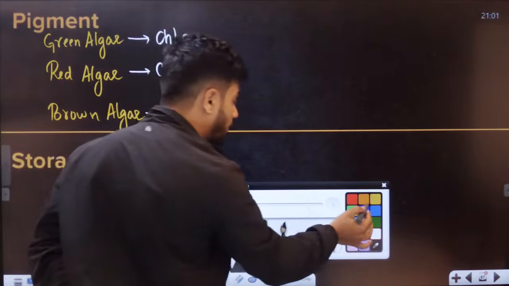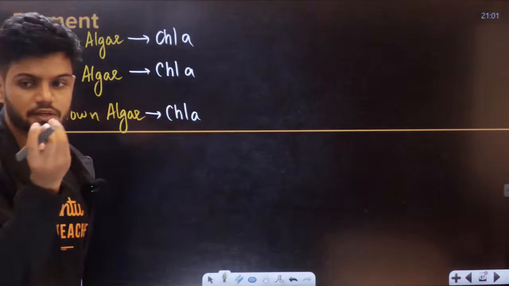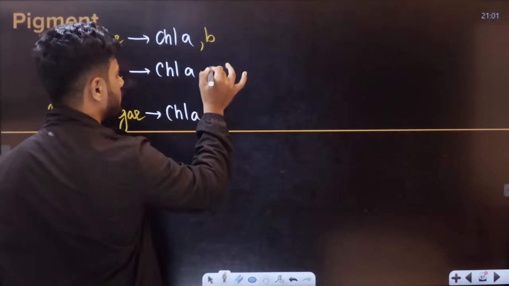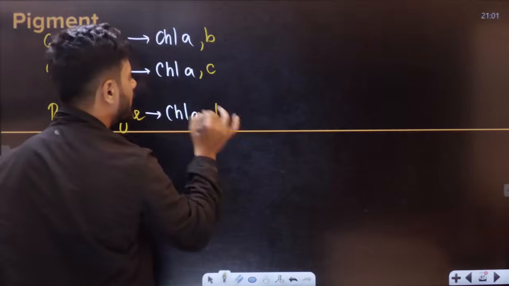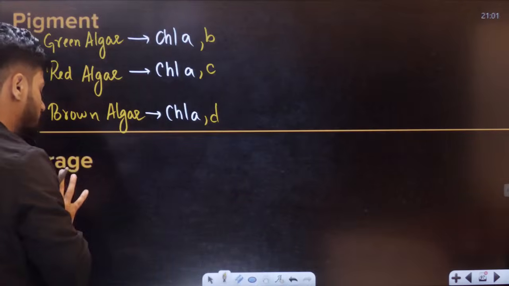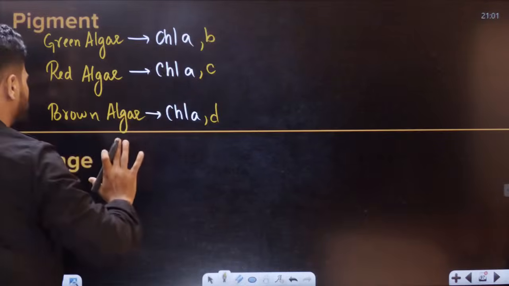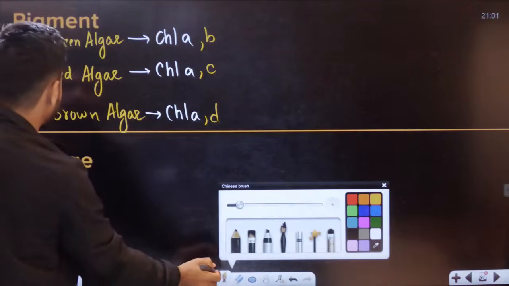Now students, apart from chlorophyll A, here is a small trick for all of you. B, C, and D. That is a common pigment in all of them. B, C, D.